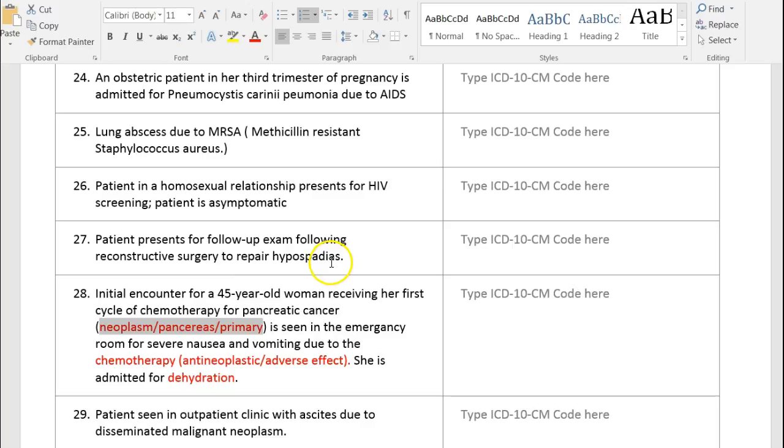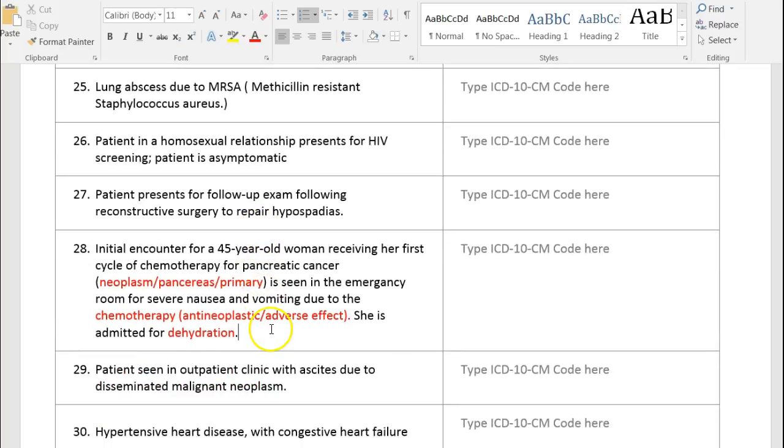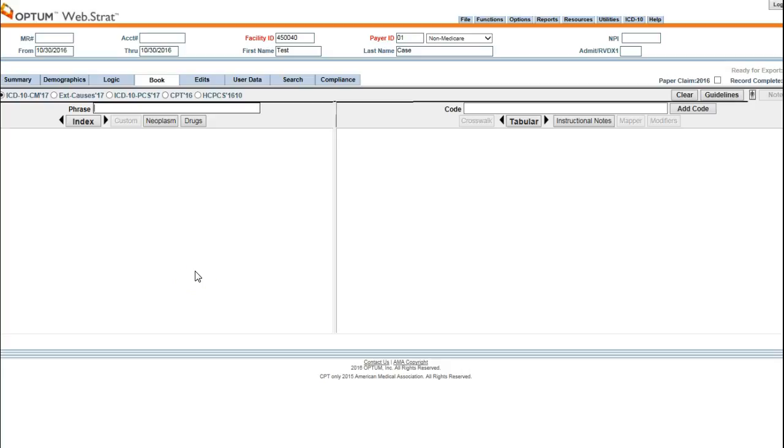So now that you see exactly how we go through and read these scenarios to code them, I'm going to give you an example of how to look these codes up in your alpha index and also your tabular list. Okay, so to save time, I am using my electronic coding manual. You guys can follow along with me.